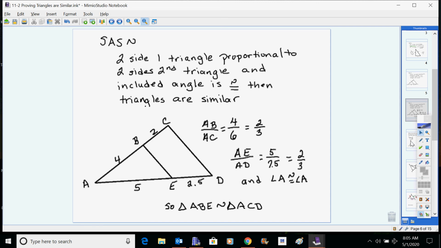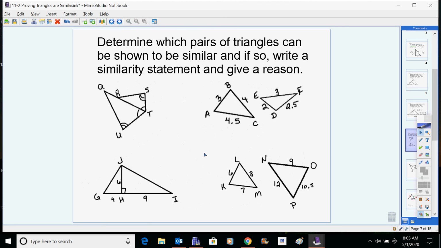Some of you may have already figured out by then what they are, but here are the pictures we're going to analyze. We're going to determine which of these we have enough information to show that they are similar, and if we do, we're going to say why. We have three choices: angle-angle similarity, side-angle-side similarity, and side-side-side similarity, and that's it. We don't have a whole giant laundry list like we did for the congruent triangles.